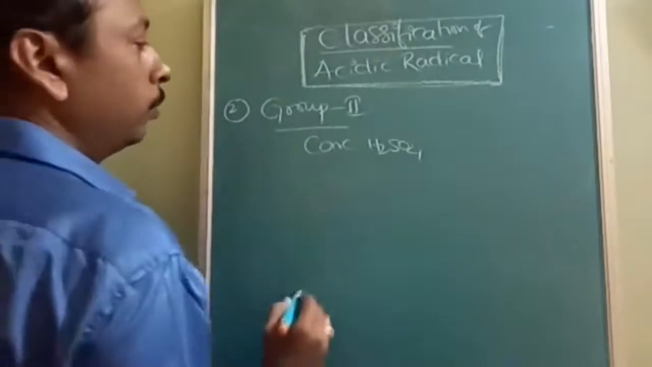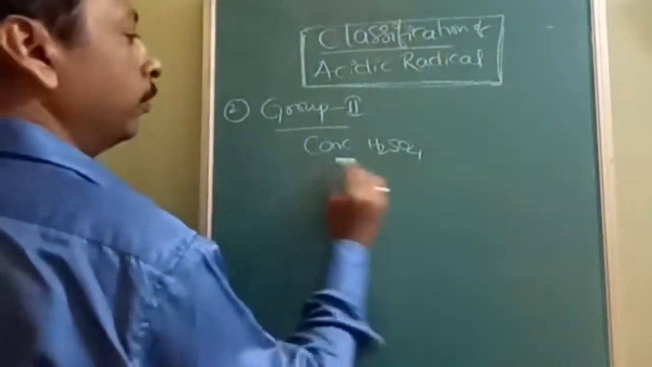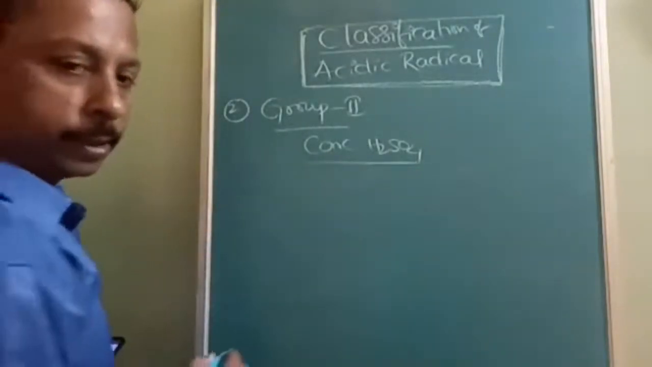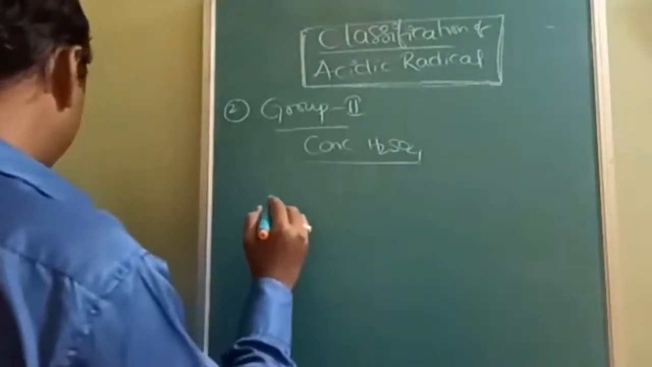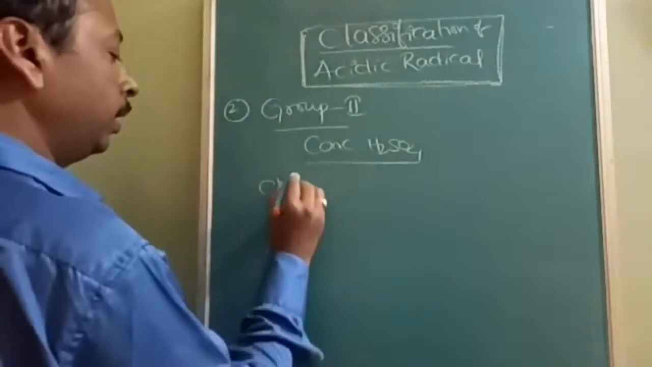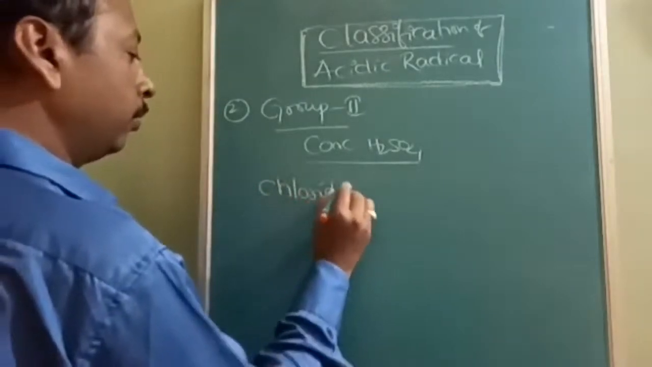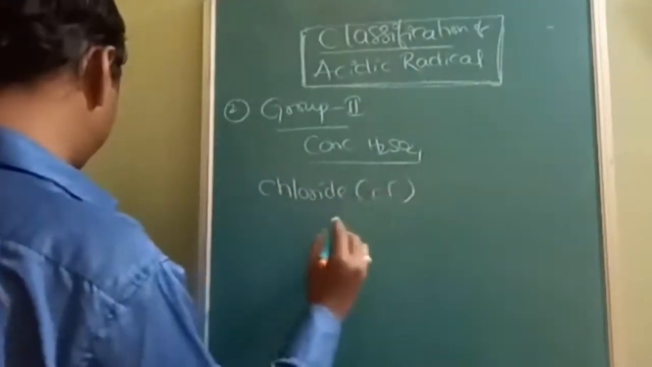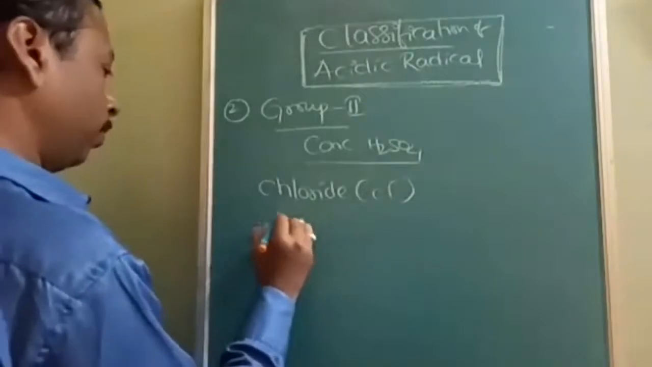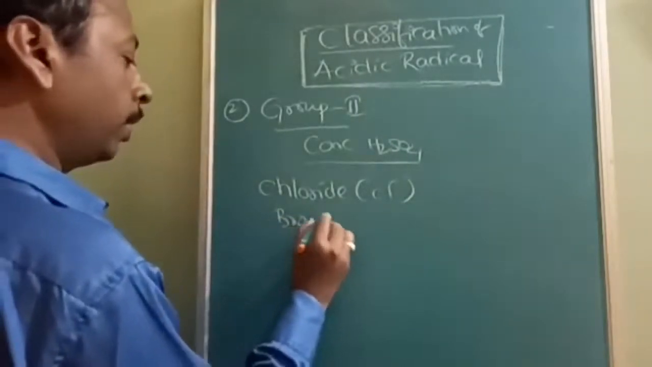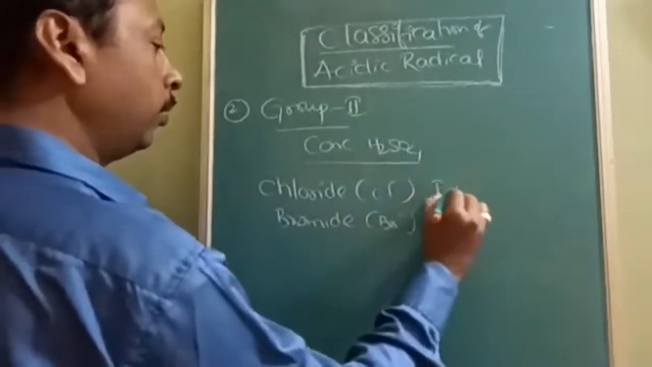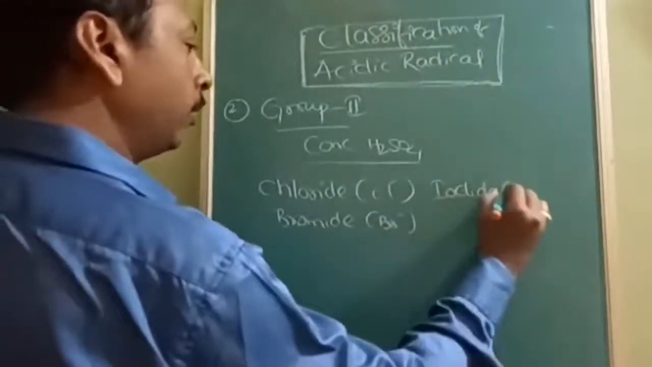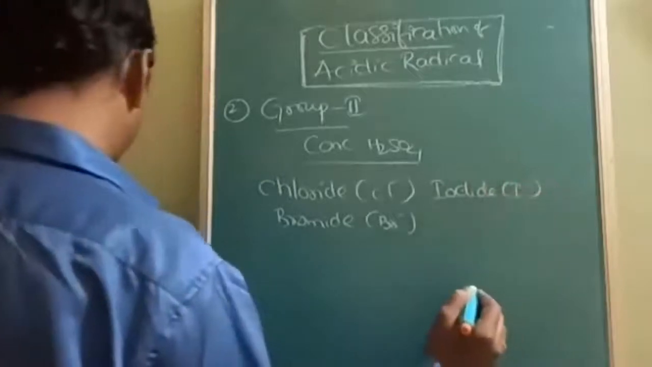Okay, this group 2 is concentrated H2SO4. Group 2 reagent is what? Concentrated H2SO4. Group examples: chloride, mainly they will contain halogens. Chloride is Cl minus. Iodide, bromide, the halogen group are in the second group. Br minus, iodide. These are the examples of this group.